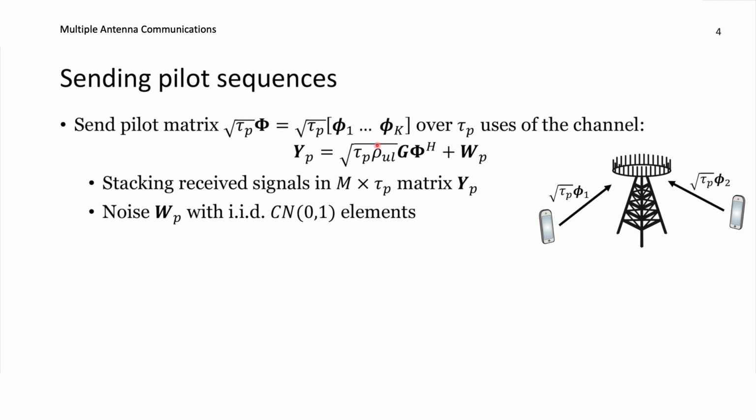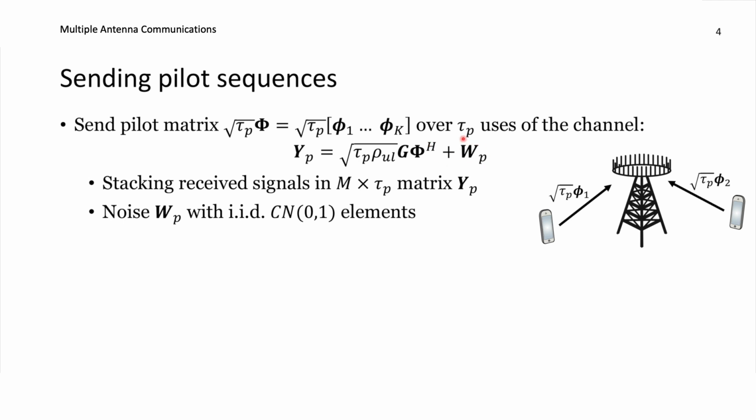And then we can write the received signal over tau p channel uses. Remember that the received signal is a vector of length M, and now we are stacking tau p of them after each other as different columns to create Yp, the received signal over the pilot transmission. And then we have the square root of rho uplink, we have the channel matrix G, and then we take this matrix and we are taking the transpose of it, to deconjugate, in order to make sure that each of the rows here are transmitted one at a time. And then we get the square root of tau p here in front. So this means that every user is sending their individual pilot sequence. And then we get the matrix here with noise.